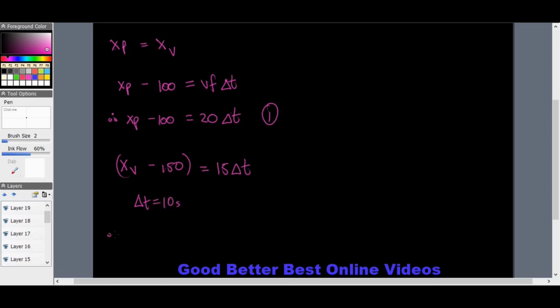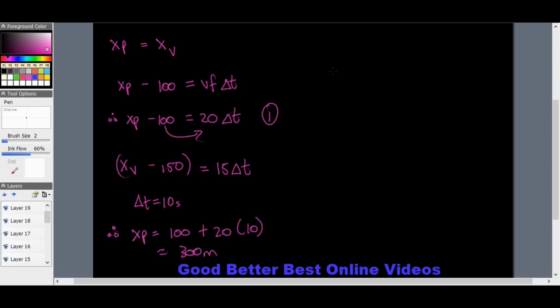So therefore, if I need to find out the value of the police car, xp should be equal to positive 100, because this just gets carried over, plus 20 times 10. So 100 plus 20 times 10 is 200, so that gives me 300 meters. Obviously I can plug that in here as well to find out the position. But basically when they catch up, they'll be at the same position.